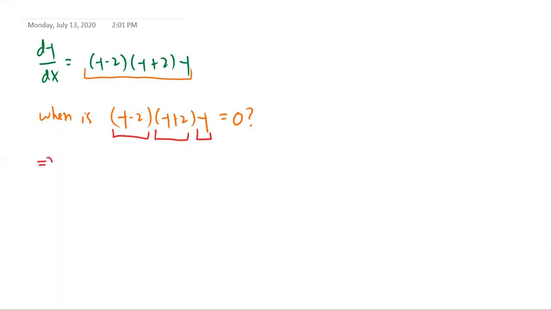So for example, y equals 2 makes the first factor 0. y equals -2 makes the second factor 0, and y equals 0 makes the third factor 0. So these are the constants that make the right-hand side of our differential equation equal to 0. So these are our equilibrium solutions.